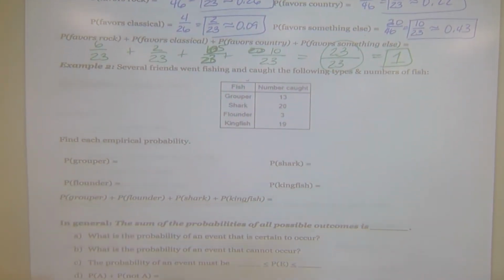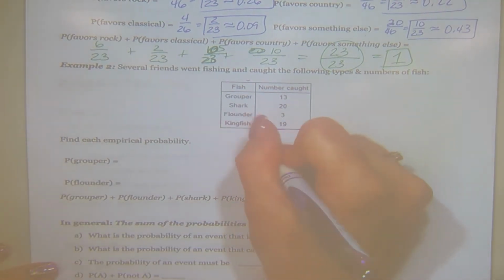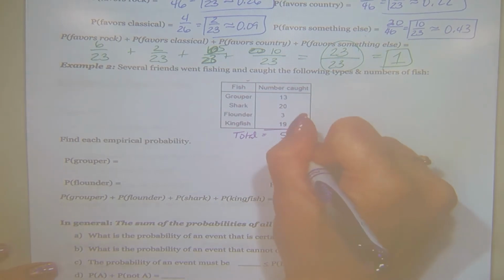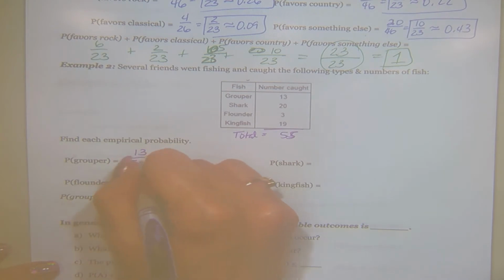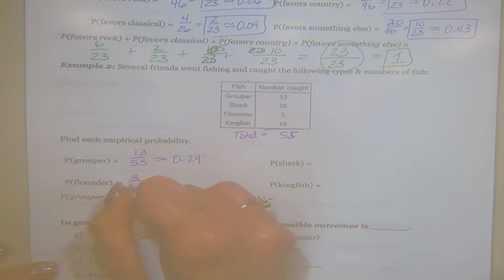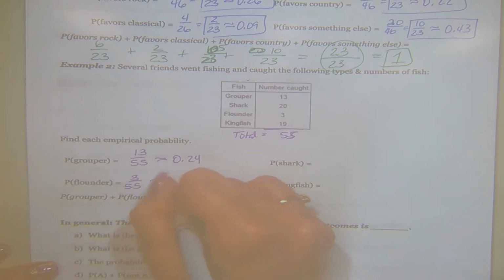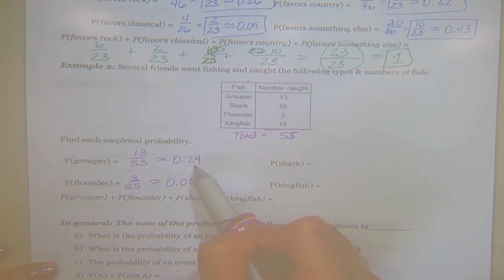Let's do another example, another experiment. We've got people who went fishing. Friends went fishing, and it shows how many fish they caught. Find each probability. To figure that out, we need to know how many total fish were caught, how many times was the experiment performed. Remember, I'm using my calculator to divide the fraction. 13 divided by 55 is 0.24, rounded off to 2 decimal places. 3 divided by 55 is 0.05, rounded off to 2 decimal places.